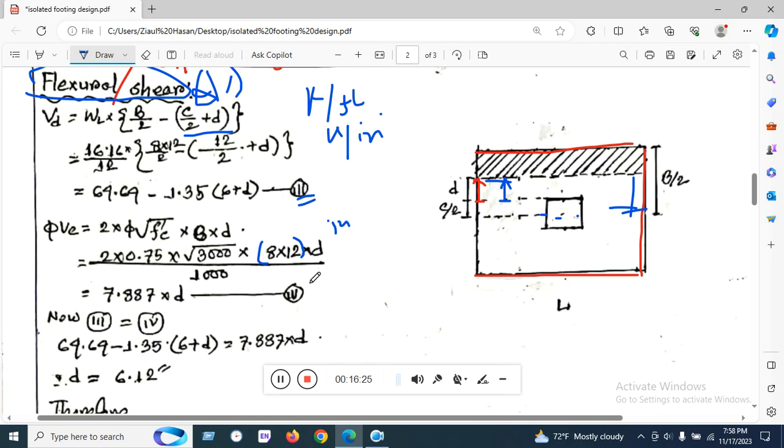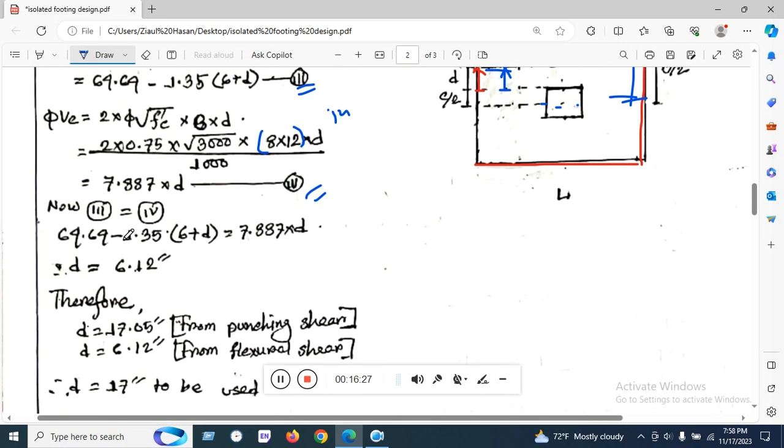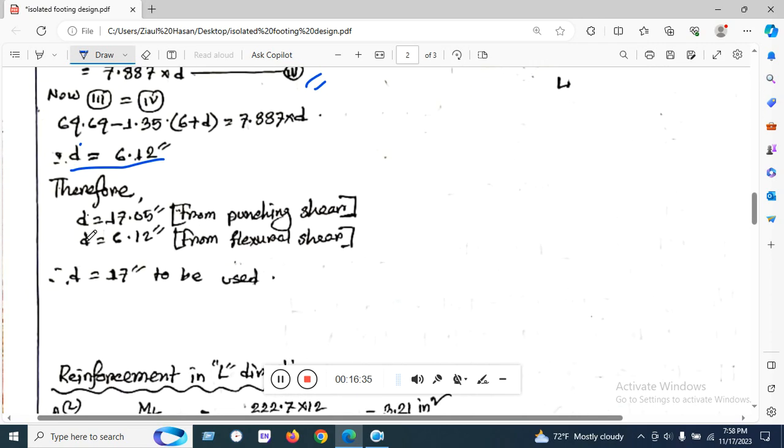The left side is equation 3 and the right side is equation 4, and we have found the value of D is 6.12 inches. So the depth of footing we found from punching shear is 17.65 inches, and from flexural shear it is 6.12 inches. So we use the bigger value, 17.65 inches, to take a safe zone as a structural engineer.